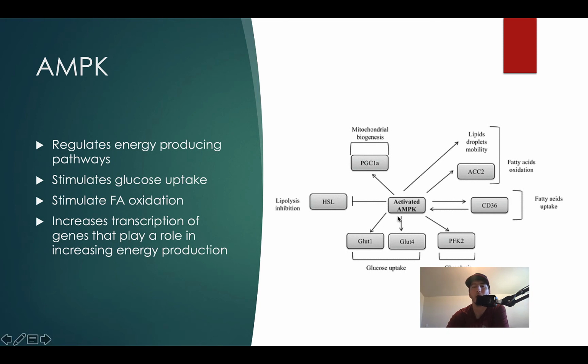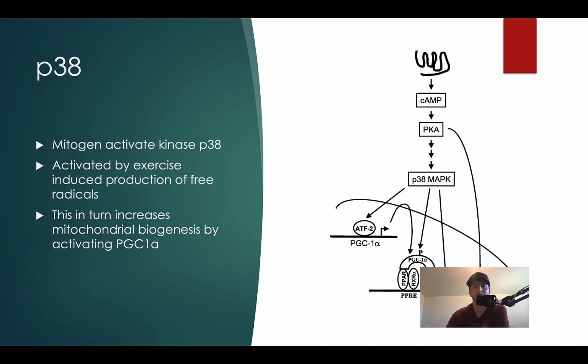Anytime you see an arrow, it means that it stimulates it or it increases it. Anytime you see this bar right here, it means that you're inhibiting it. So AMP kinase is going to activate or increase PGC1 alpha, which is going to be responsible for mitochondrial biogenesis. It's going to increase your glucose transporters. It's going to increase glycolysis. It's going to increase fatty acid uptake. It's going to increase fatty acid oxidation, all of that. So it's going to do a lot to regulate our energy.